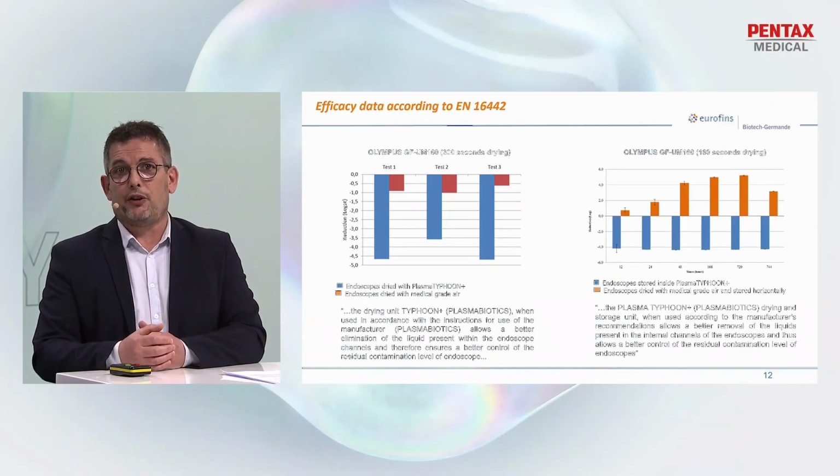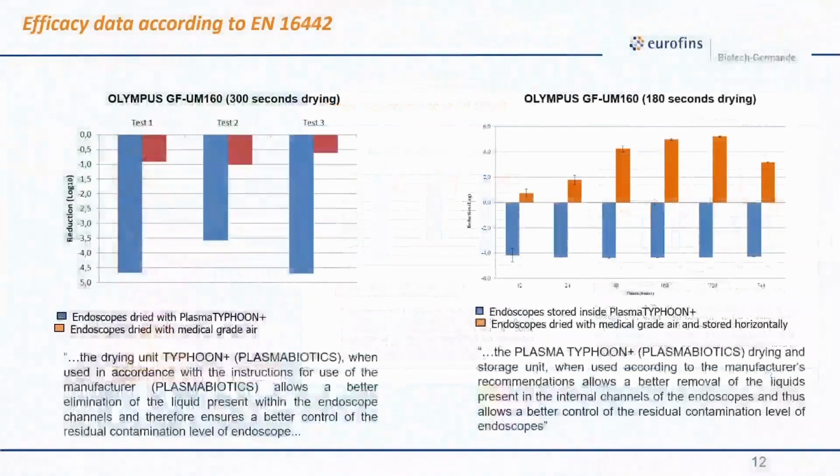The other test series done is quite comparable. We are using the same endoscope, but for a shorter storage time, 180 seconds. And the results are exactly the same. We clearly demonstrate that when you are using the Plasma Typhoon system, you observe no growth inside the endoscope, and you reduce the contamination by up to 4 logs, which is a huge reduction.